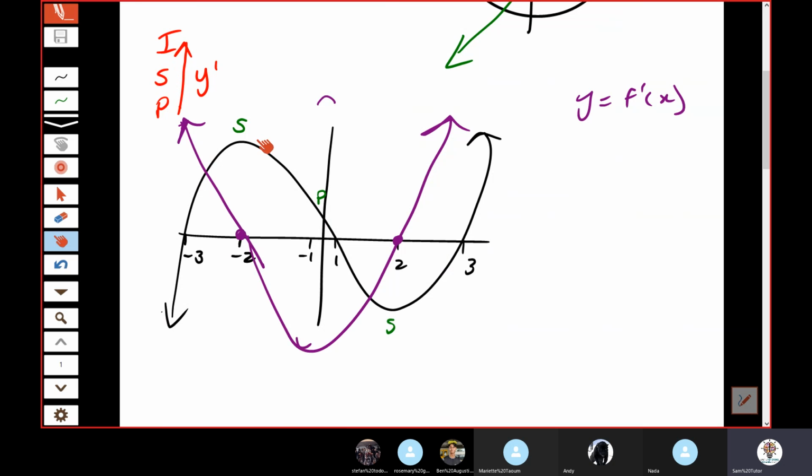So the first one I start with is the S. I'm going to start with my stationary point. So stationary, stationary. I know it's an intercept right there. I know it's an intercept right there. So done. We're happy with that?